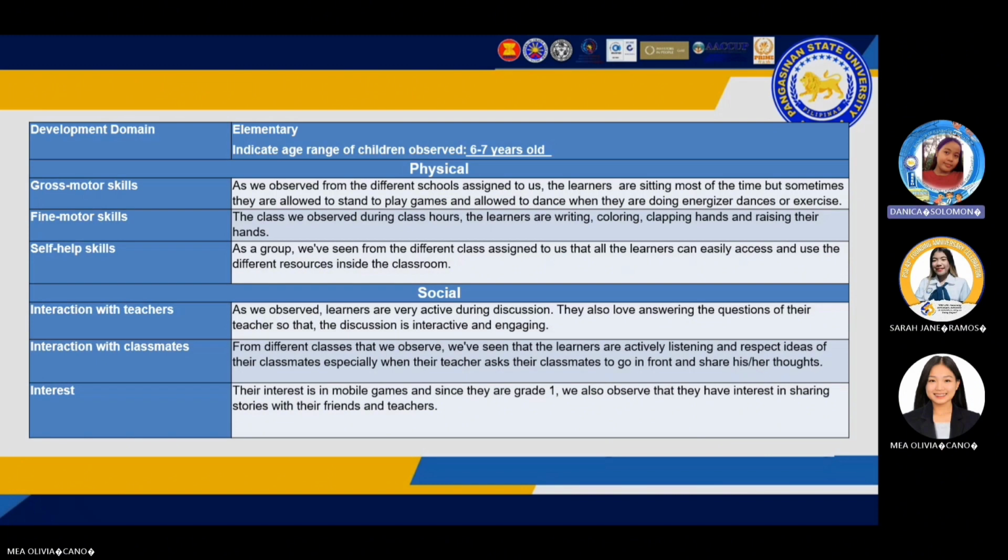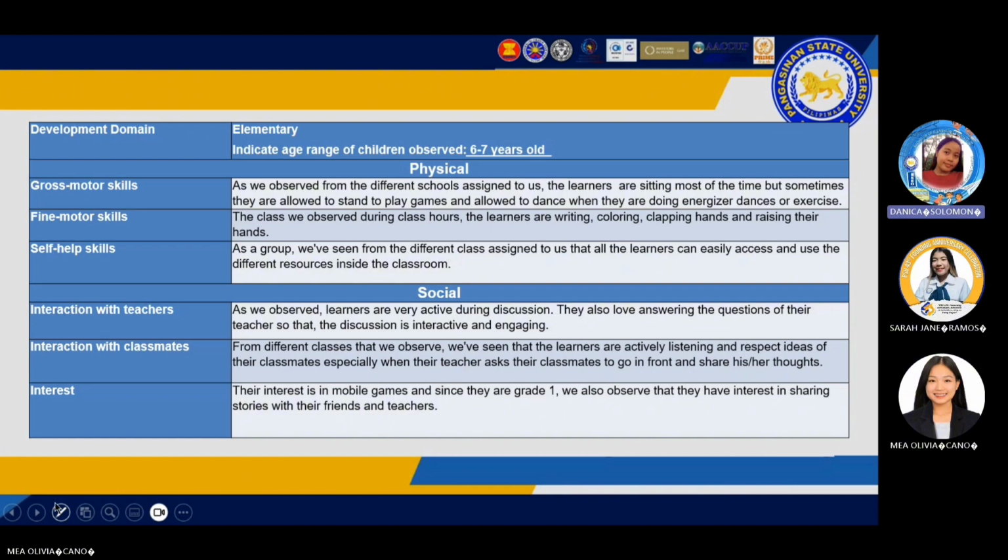Next is the fine motor skills. As part of the teaching and learning process, learners are writing, coloring, and clapping when the teacher asks them to clap or compliment their classmates, and also raise their hand as part of the classroom rules. And lastly, under the physical is the self-help skills. As observed by the group, the classroom is organized well, so the learners can easily access different resources inside the classroom, such as TV, books, and other learning materials.